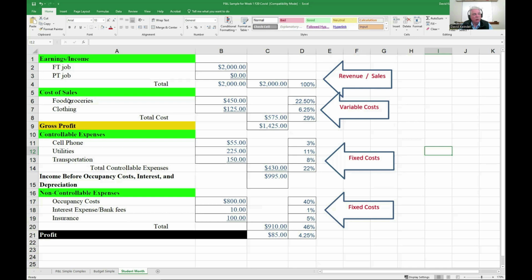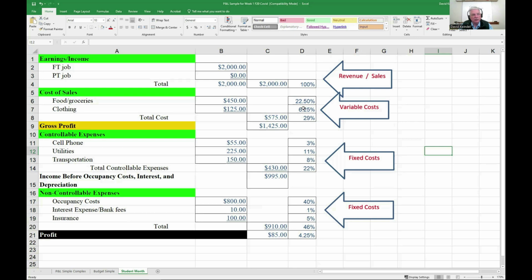So we want to know what percentage of our money that comes in as a student is spent on our groceries or food ingredients. So we kept track, it's $450. So again, 450 divided by 2,000 is 22.5%. So 22.5% of our money that we bring in from a paycheck goes to cover food. What about clothing? It's $125. How much is that as a percentage? 125 divided by 2,000 is 6.25%.